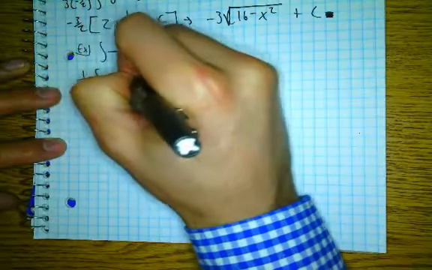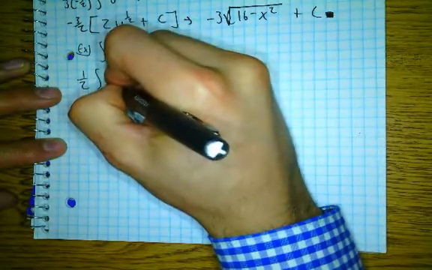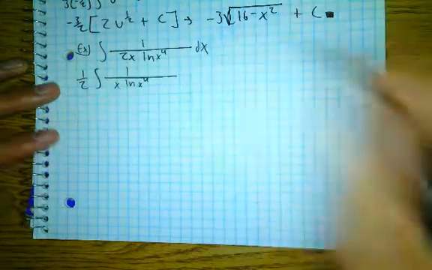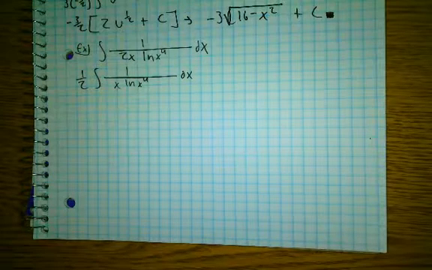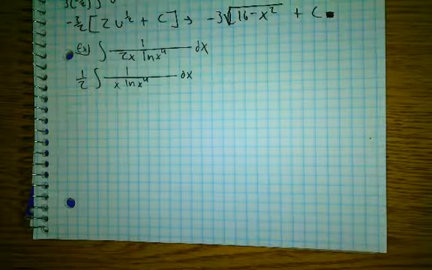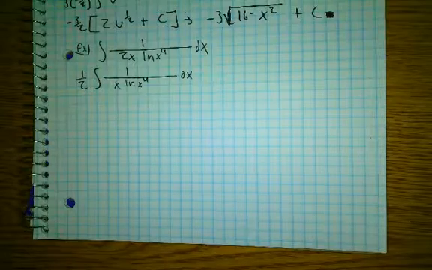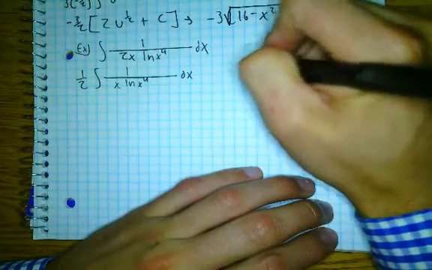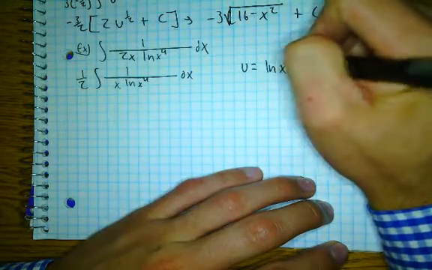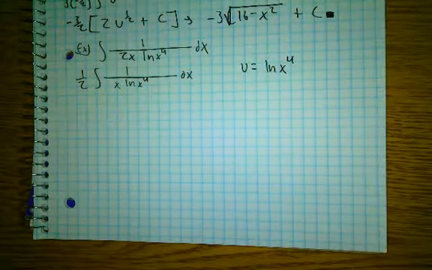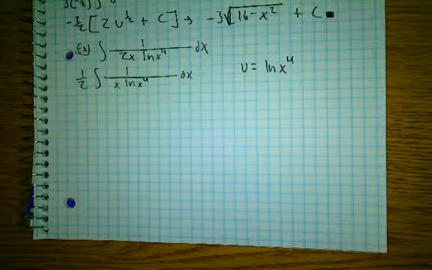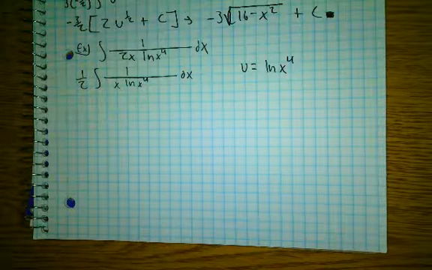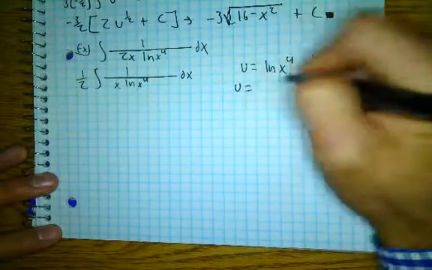Now, my suggestion from here is that you make u be the more complicated part that you see here, which in my case would be natural log of x to the 4th power. Now, I want you to go back to pre-calc for a moment. There's another way that you can rewrite natural log of x to the 4th power. What would that be? The power rule of logarithms, remember, allows you to bring the power to the front, so that's the same thing as u equals 4 ln x, right?